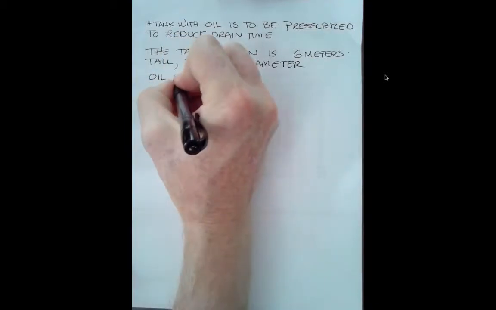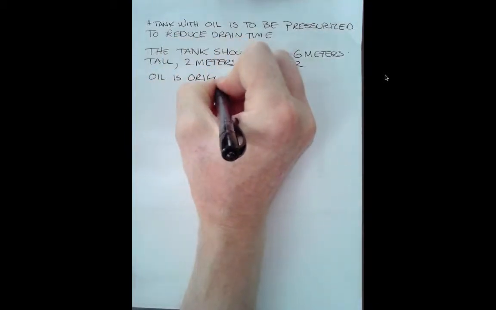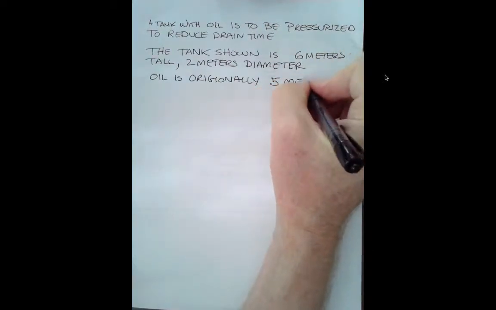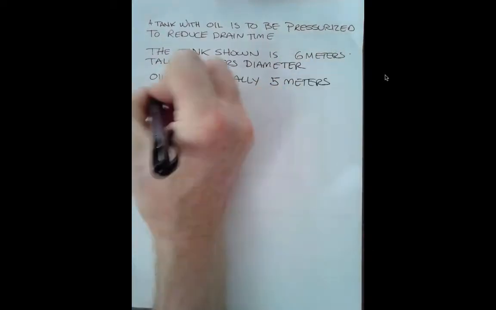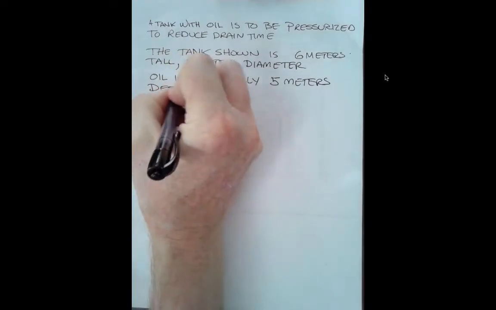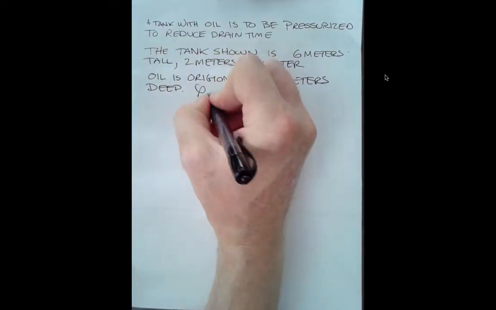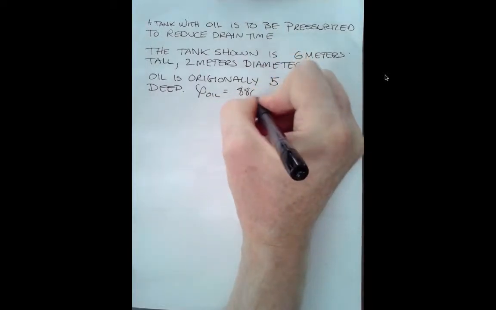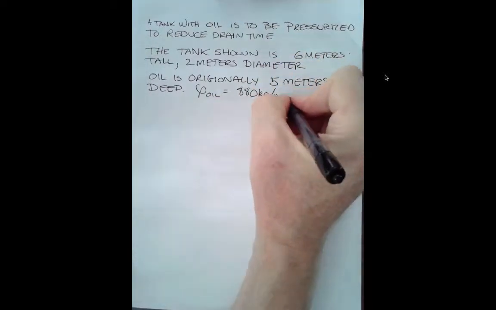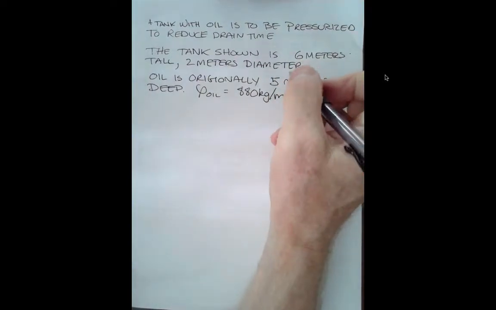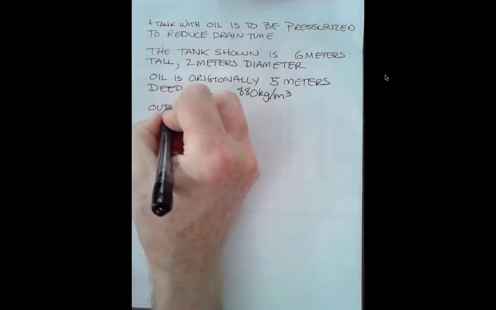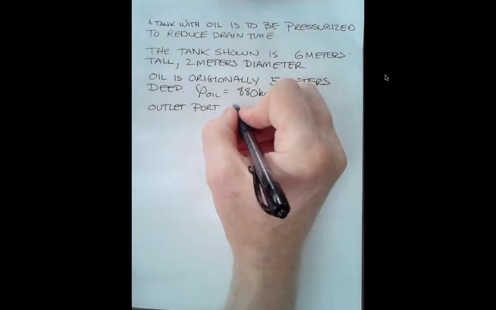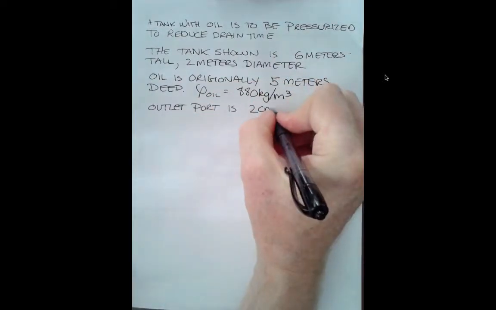Oil is originally 5 meters deep. Density of oil is 880 kilograms per cubic meter. Outlet port is 2 centimeters in diameter.